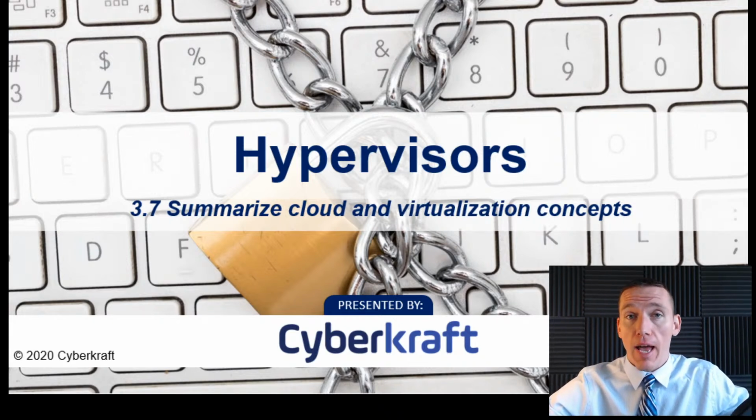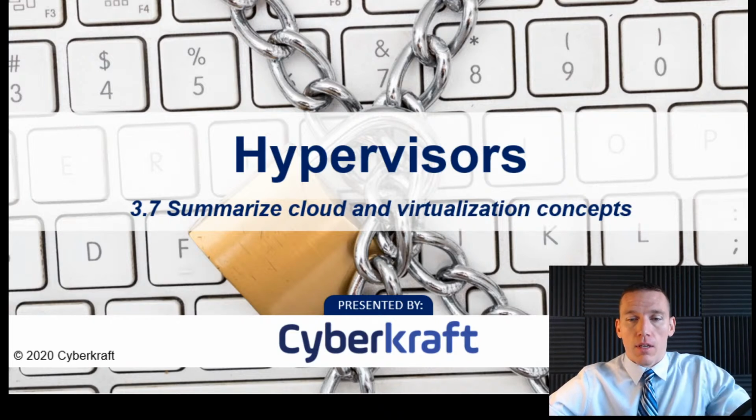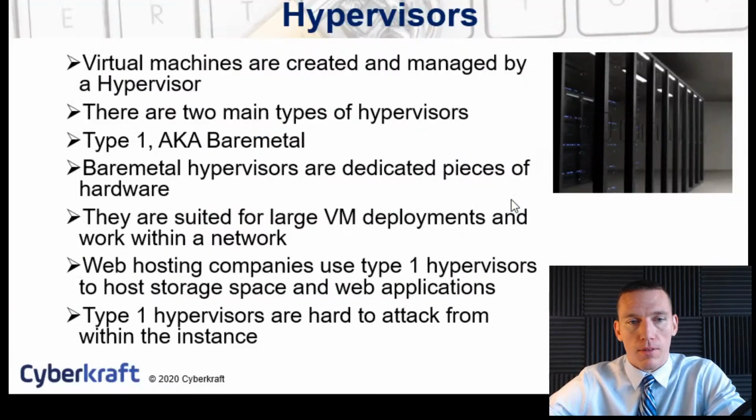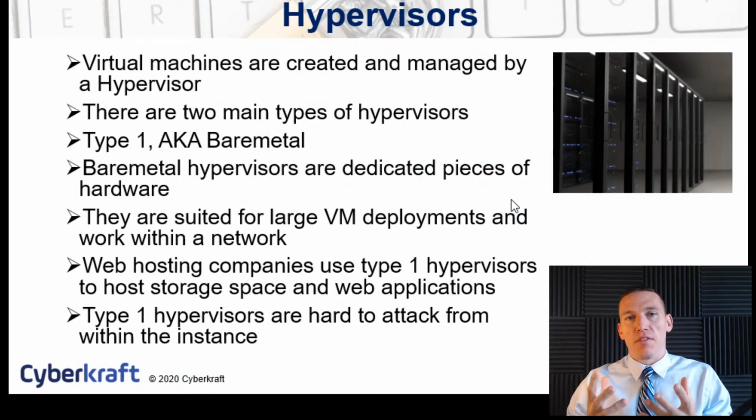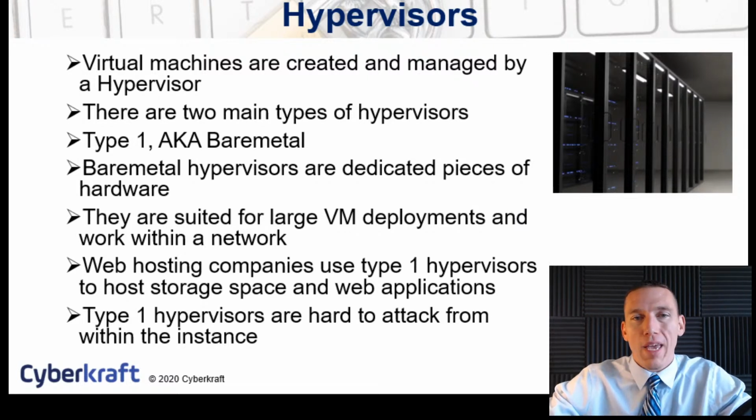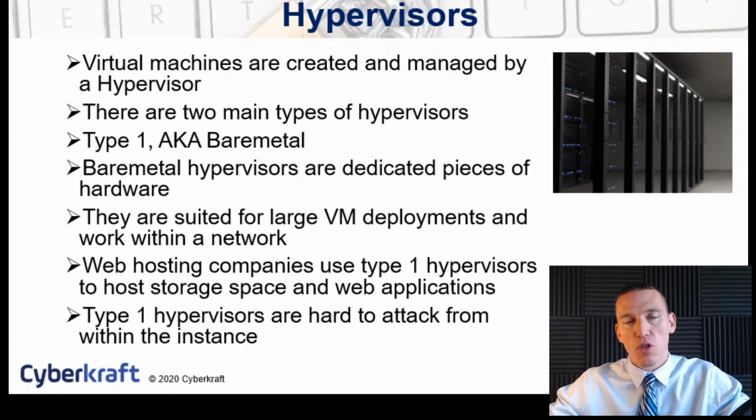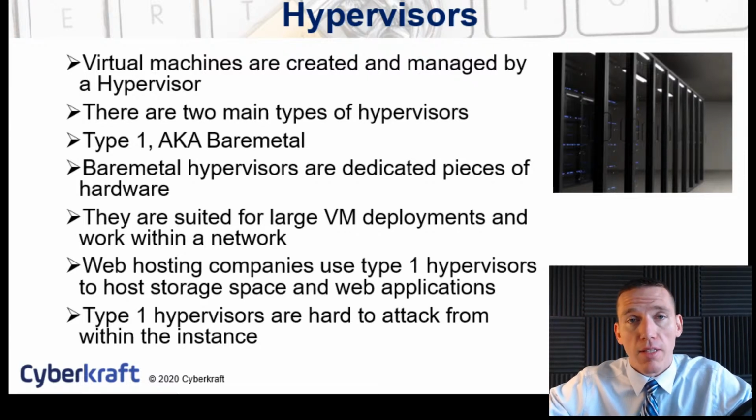Today we're going to be talking about hypervisors and cloud security. A hypervisor is a device that's used to create virtual machines. There are two main types of hypervisors: bare metal and software hypervisors. These are also known as Type 1 and Type 2, Type 1 being the bare metal, Type 2 being the software based.